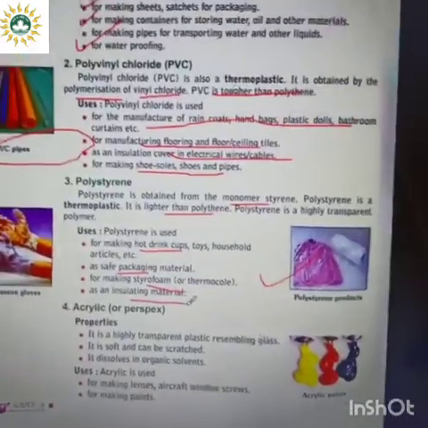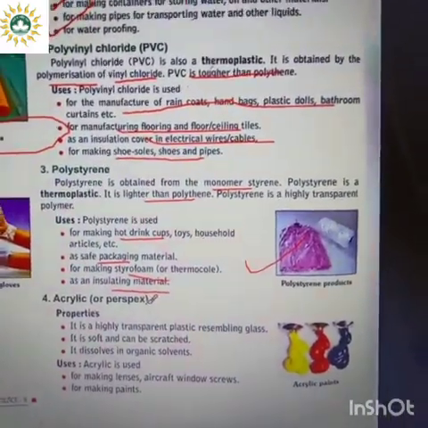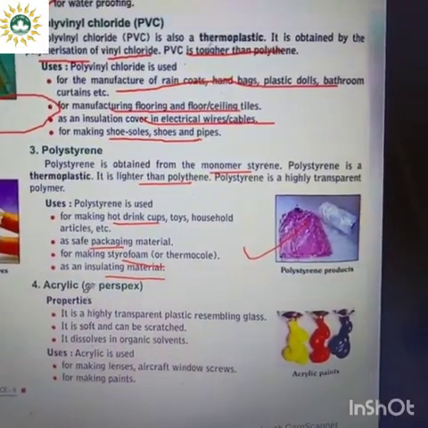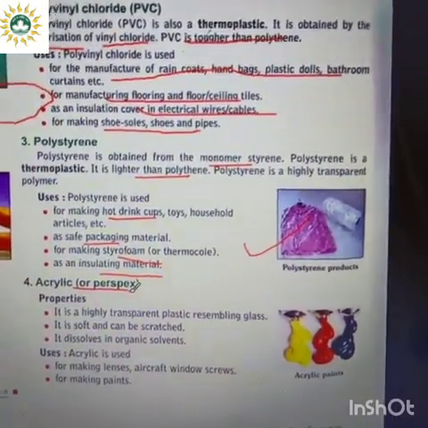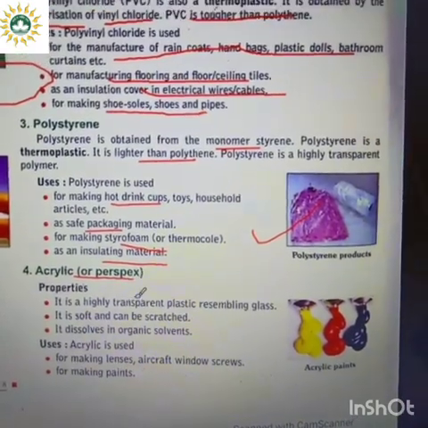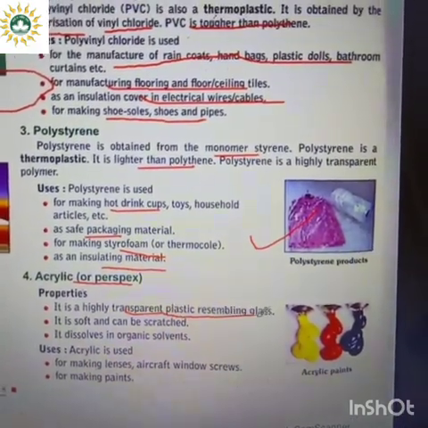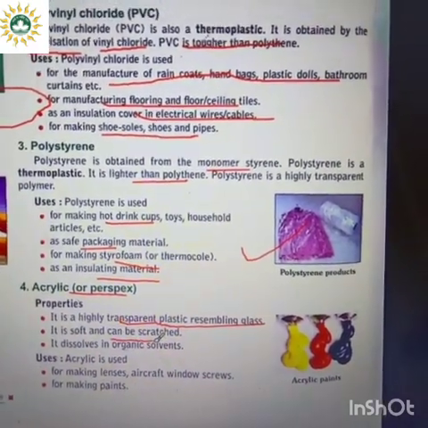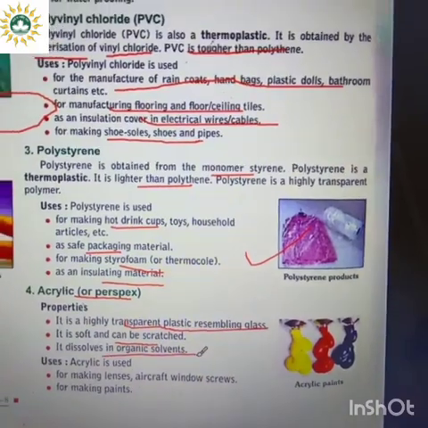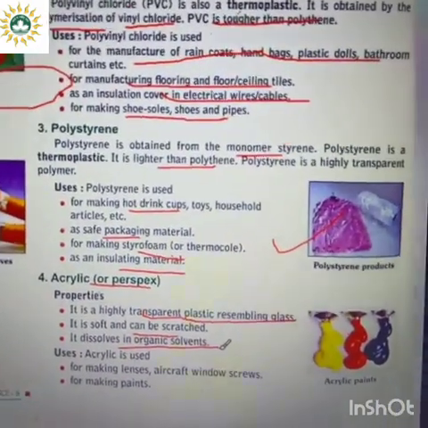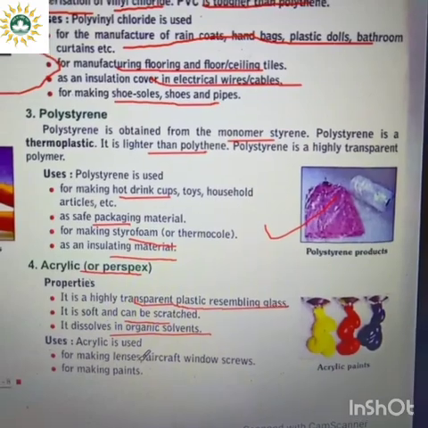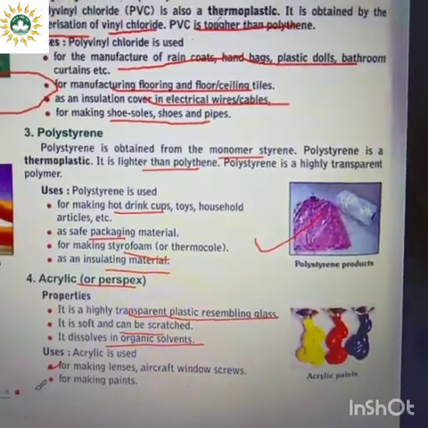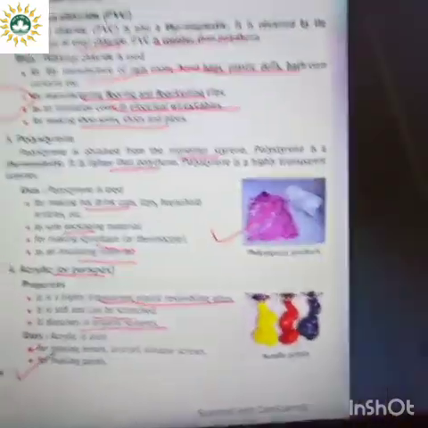Moving on to the fourth synthetic plastic, they are acrylic or perspex. Okay, acrylic, or another name is perspex. What are the properties of it? It is a highly transparent plastic resembling glass. It is soft and can be scratched, and it dissolves in organic solvents. Right, they can be dissolved in organic solvents. What are their uses? Used for making lenses, aircraft window screens, for making paints. Acrylic is used for making paints.